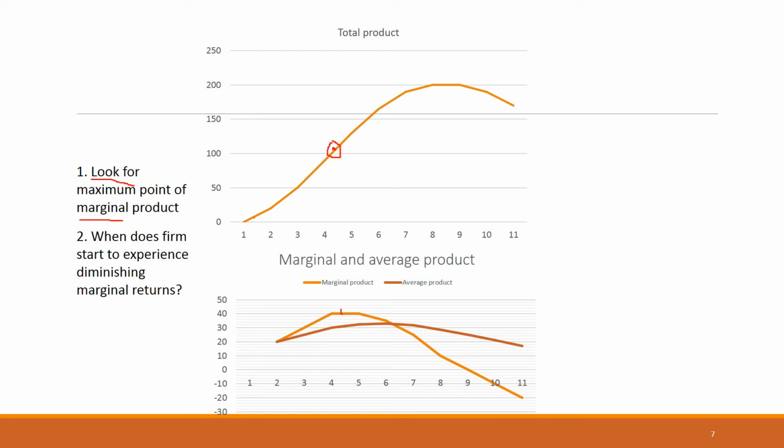Hope you got it right, guys. Okay, it's to the right of the peak of marginal product. Any point after that, the firm will experience diminishing marginal returns to labor. And of course, to the right of that point over there.